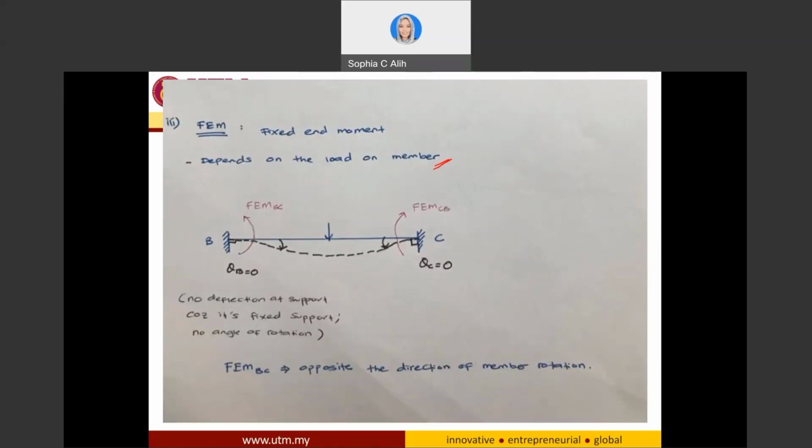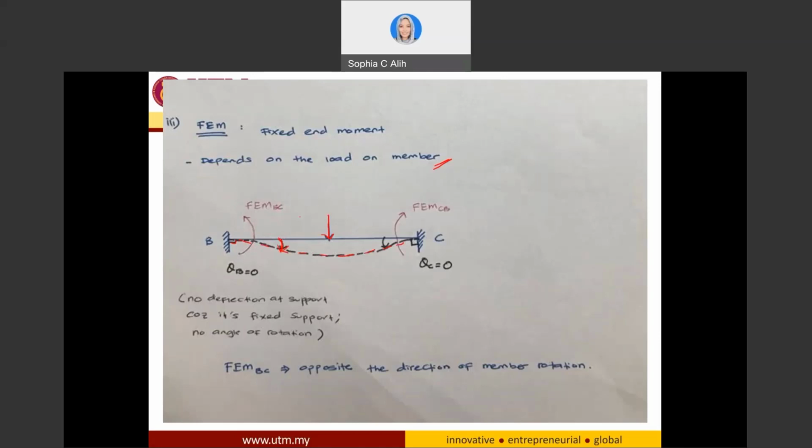So if, for example, I have a BC with a point load in the middle of span BC, for the fixed end moment there is no deflection at the support because we assume it to be a fixed support, so there is no angle of rotation near the support. The angle of rotation is going to be a few distance away from the support. So if the deflection of my member due to this point load is in this direction, in other words, it's going to be clockwise direction over here.